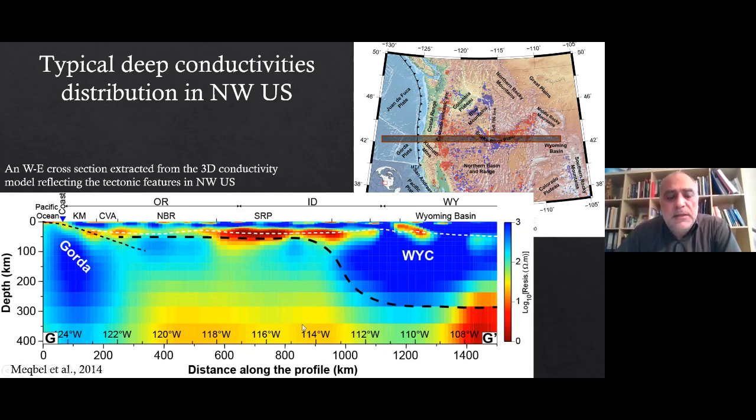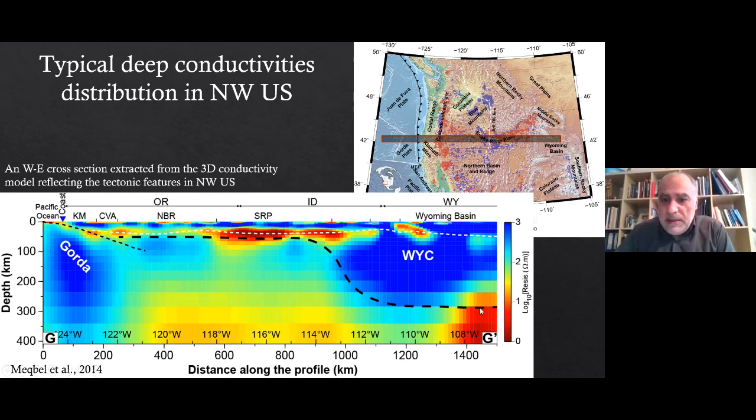As you can see here, we have the subducted Gorda plate, and the upper part of this resistive anomaly correlates with the dashed line derived from seismic data. The white dashed line shows the position of the Moho. And the most interesting feature is this thick dashed black line that shows the position of the lithosphere-asthenosphere boundary, LAB.